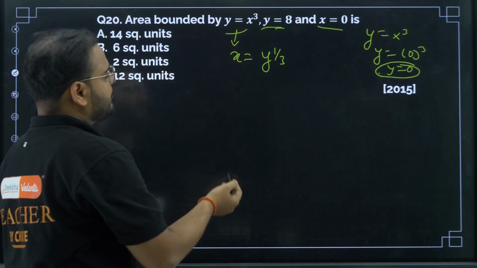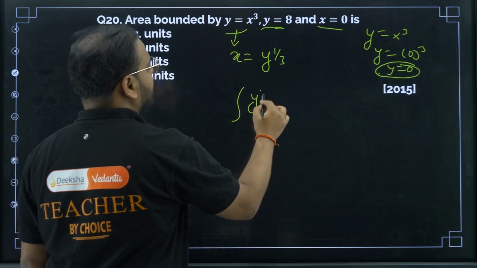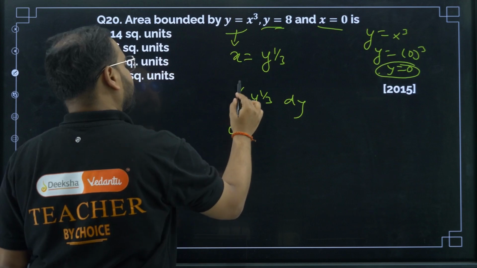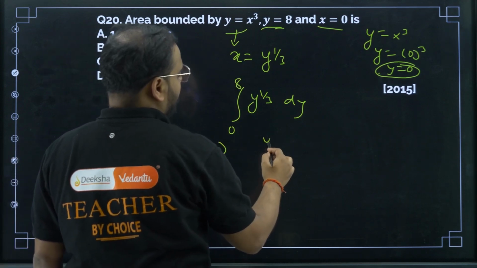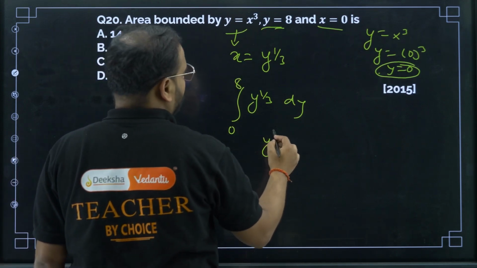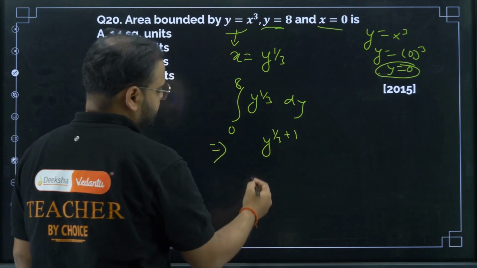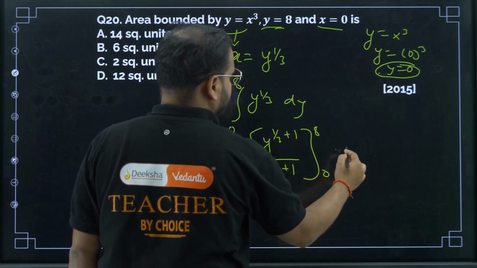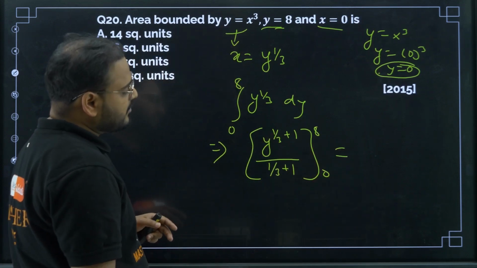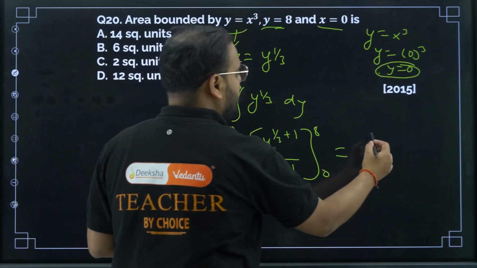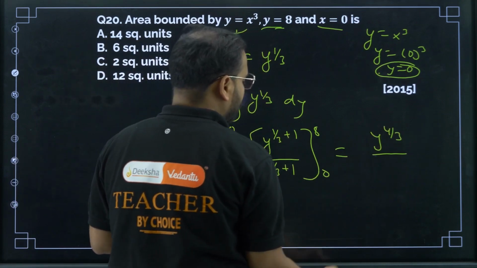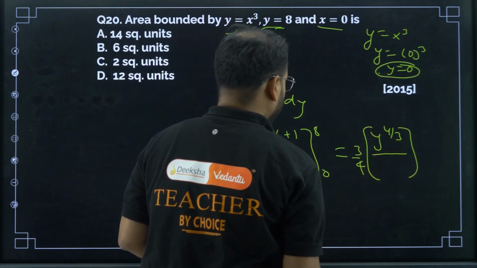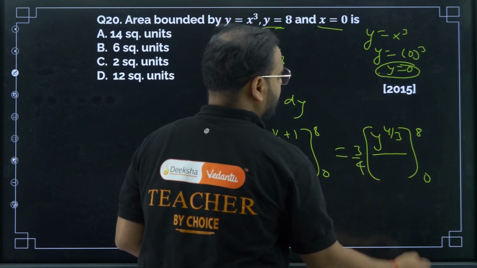Integrate. Okay. So if you integrate this, you're going to get what? Integration of y power 1 by 3 dy, right? From where to where? Y equal to 0 to y equal to 8. Okay, do the integration. You're going to get what? Y power 1 by 3 plus 1, upon 1 by 3 plus 1, from 0 to 8. This will give me what? 3 plus 1, 4 by 3. So 4 by 3 y power 4 by 3, and the denominator also 4 by 3, so 3 will come up and 4 will be down, from 0 to 8.